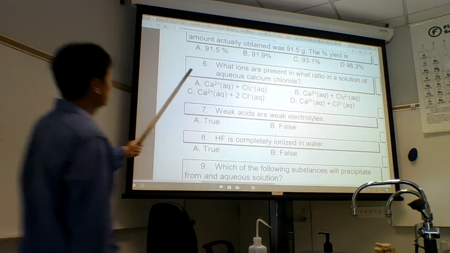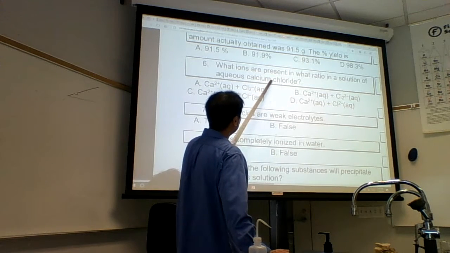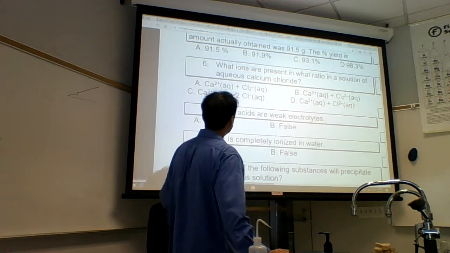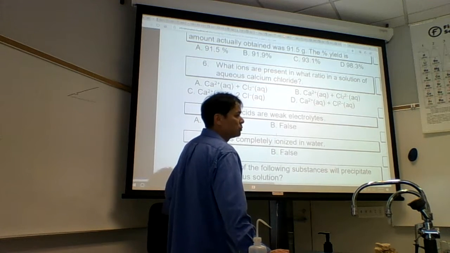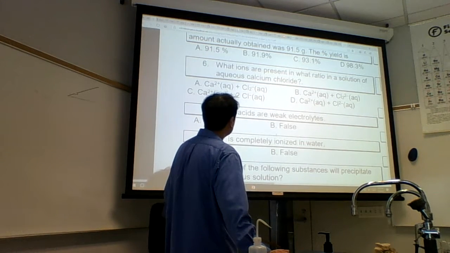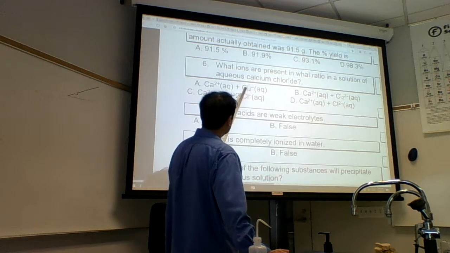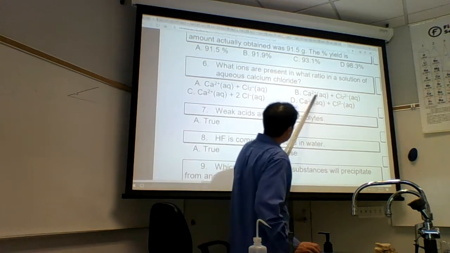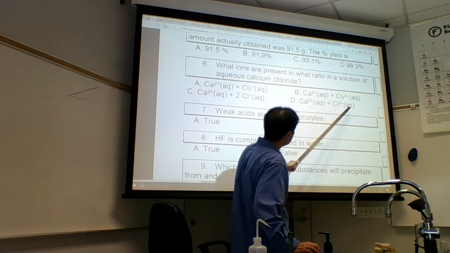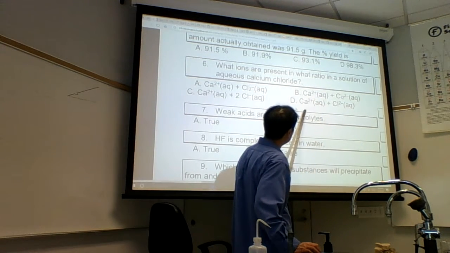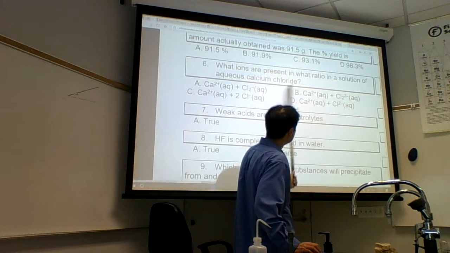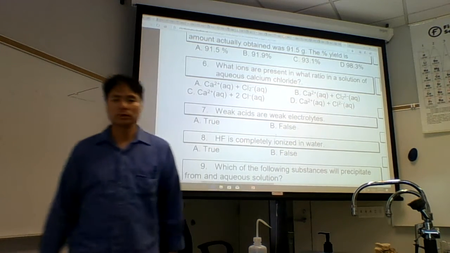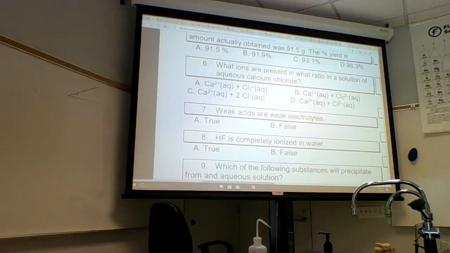This is chapter 10 also. What ions are present in what ratio in a solution of aqueous calcium chloride? So which one looks the best? C. This Cl2 minus doesn't even work. I mean, this plus 2, this minus, well, that's impossible. Plus 2 minus, that works, but what is Cl2 2 minus? Doesn't exist here. Chlorine's a -1, not a -2. None of those others would work, so C.